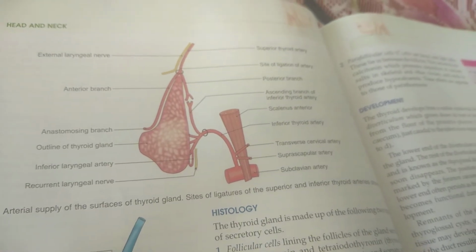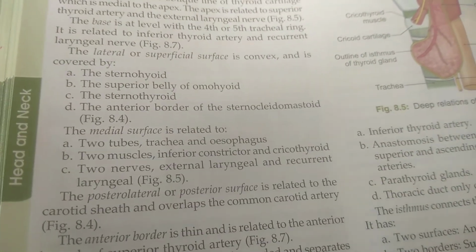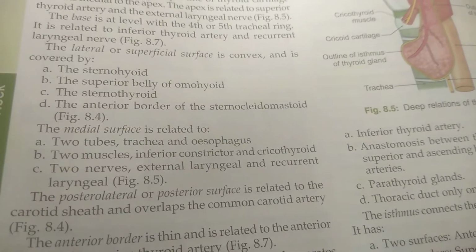This is the external laryngeal nerve and recurrent laryngeal nerve. So two nerves, external laryngeal and recurrent laryngeal nerves, are also related with the medial surface. The medial surface is related to two tubes, two muscles and two nerves.